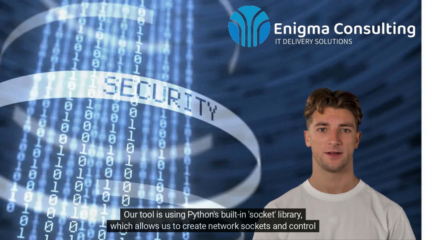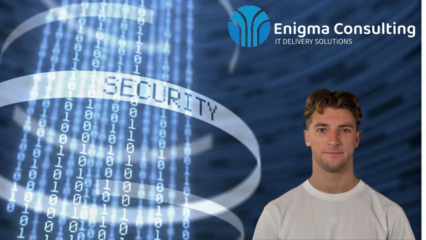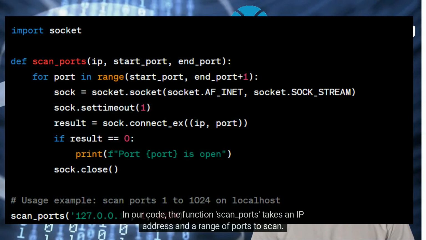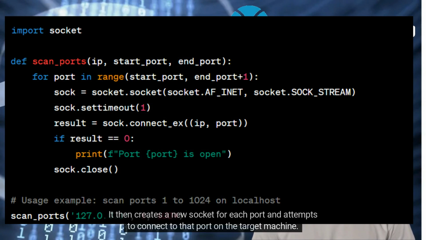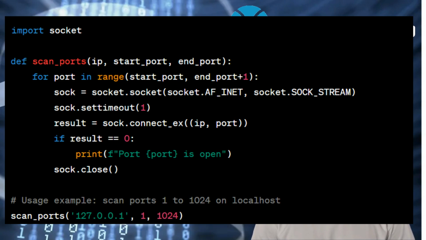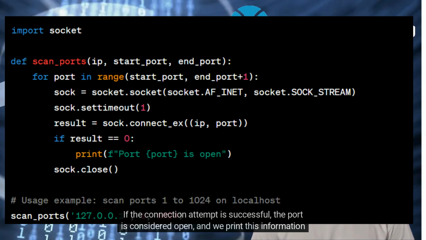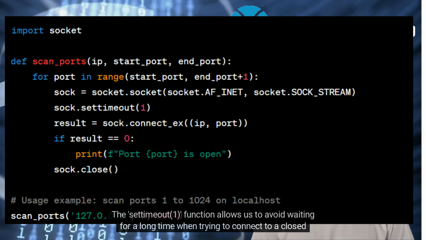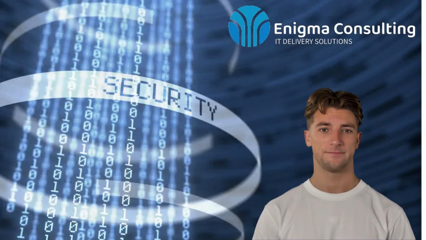Our tool is using Python's built-in socket library, which allows us to create network sockets and control network-related tasks. In our code, the function scan_ports takes an IP address and a range of ports to scan. It then creates a new socket for each port and attempts to connect to that port on the target machine. If the connection attempt is successful, the port is considered open, and we print this information on the screen. The setTimeout function allows us to avoid waiting for a long time when trying to connect to a closed port.